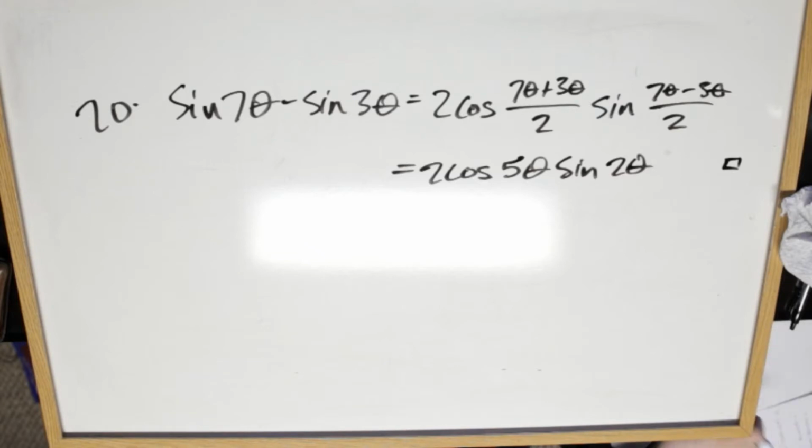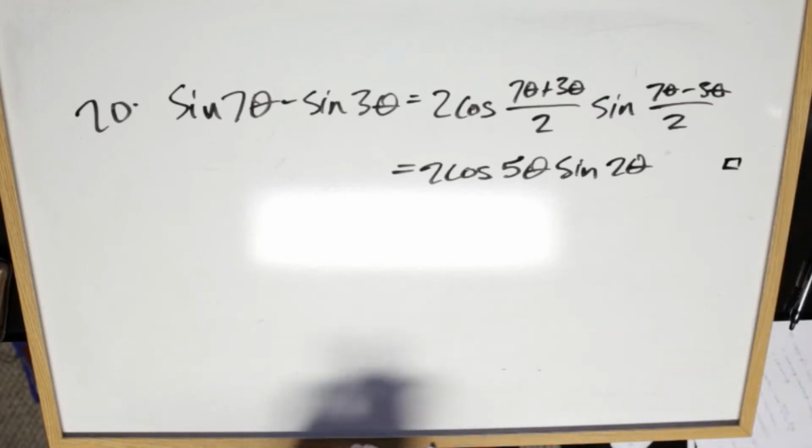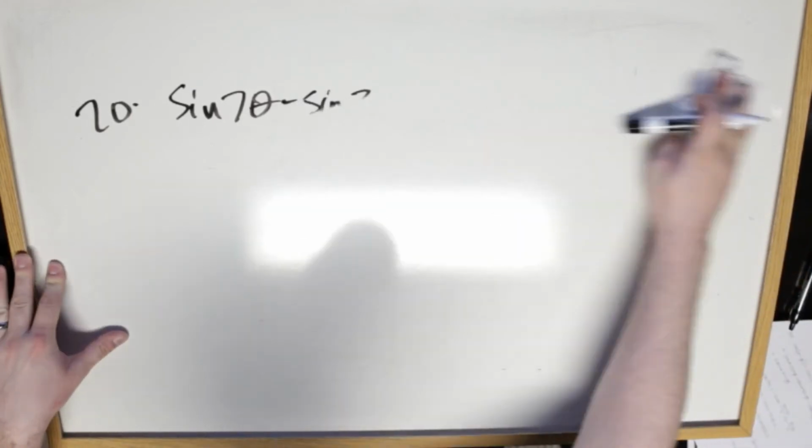All right, let's do question number 32. Same idea. Again, we're going to be using the sum. In this case, I think 32 is asking us to do cosine theta.